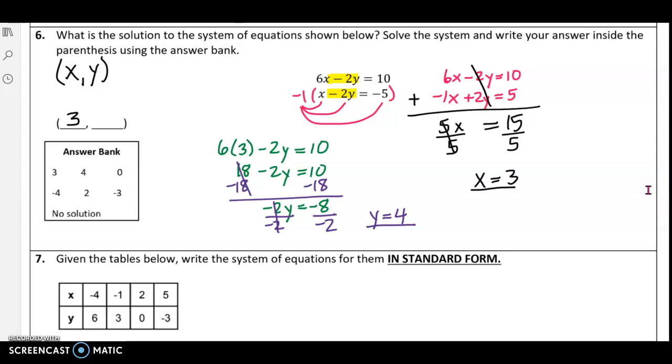So let's go ahead over here to our solution. Make sure it's in the answer bank. It is. And our y value is 4. So make sure you drag them to the correct places. X always goes first and y always goes second.